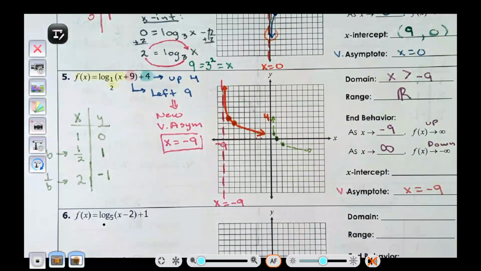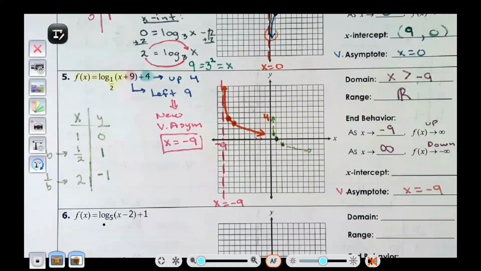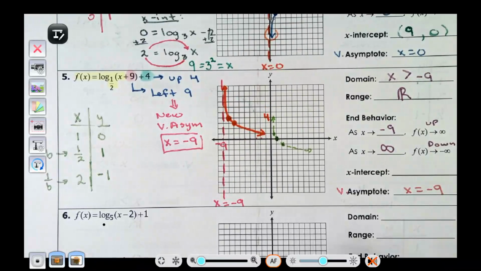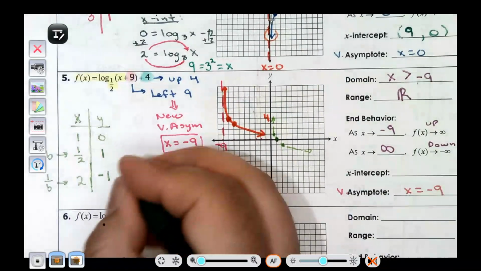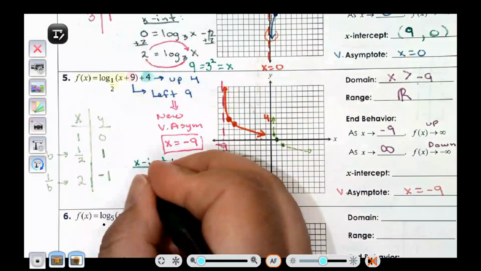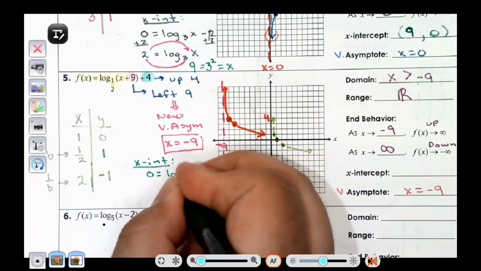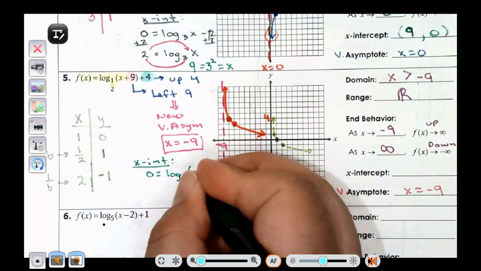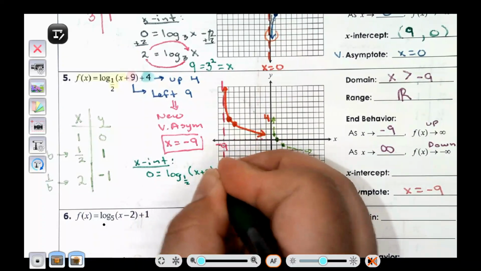Now the x-intercept, again, another very interesting one to try to figure out here. So let's see how that one goes. My x-intercept, let's see. 0 is equal to log of 1/2 x plus 9 plus 4.